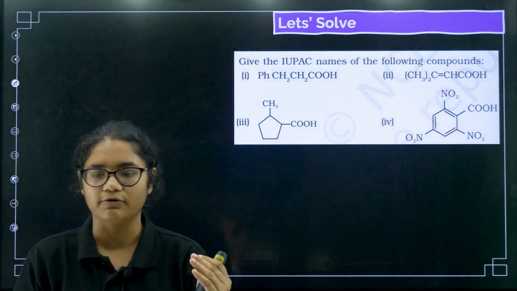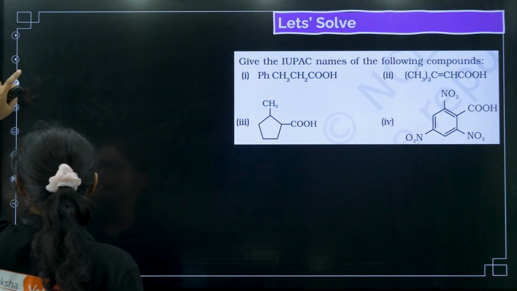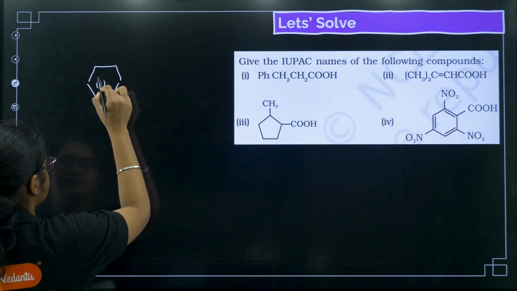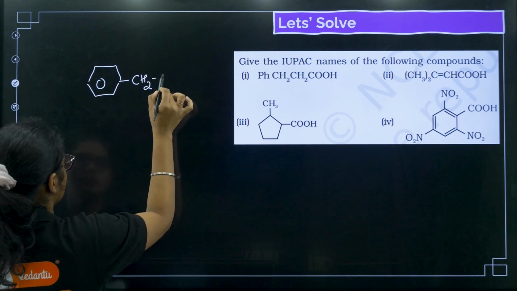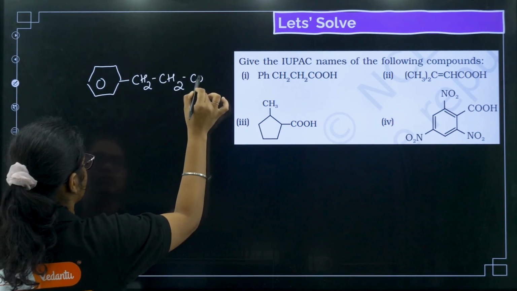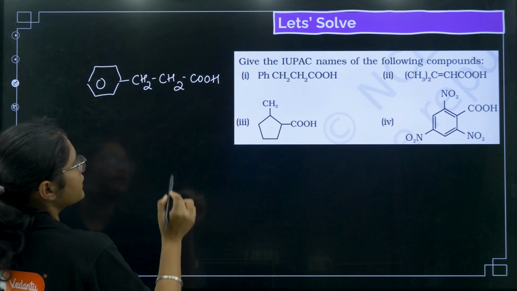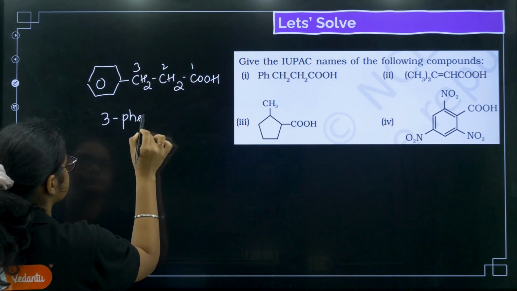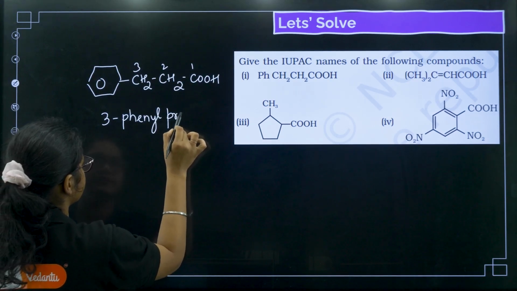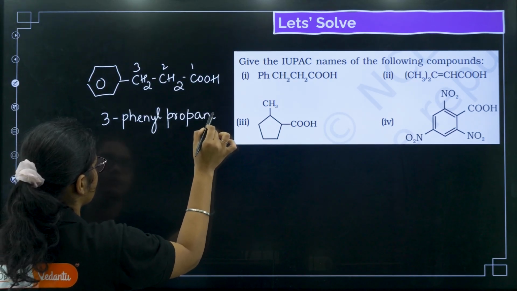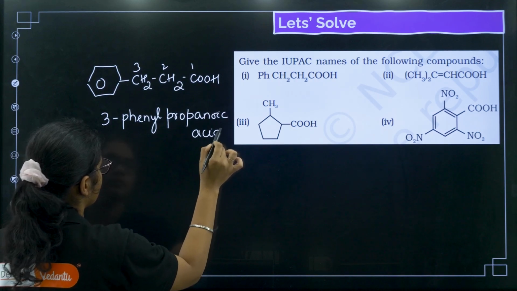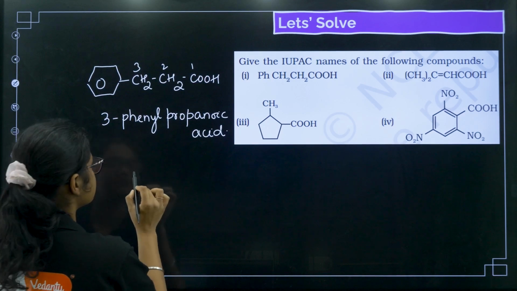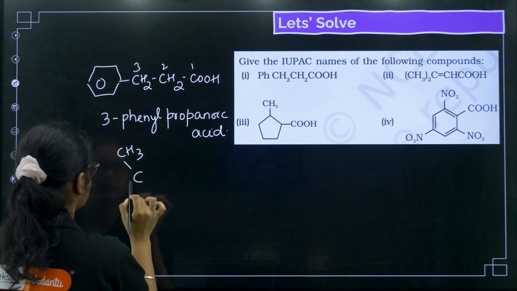Okay, fine. So now let us solve this question. Give the IUPAC name of the following compounds. So first of all, when you do this question, try to draw the structure. Okay, so we have Ph, CH2, CH2 and then COOH, right? So here you have 1, 2 and 3. So that is 3-phenylpropanoic acid. Okay, first one.